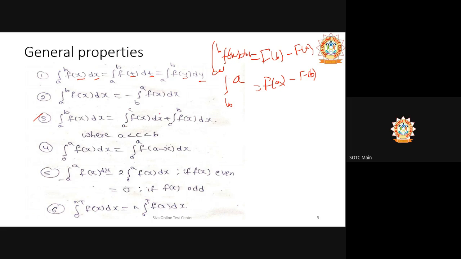Next, the third one: integration of a to b f of x dx is equal to integration of a to c f of x dx plus integration of c to b f of x dx. And here a is less than c less than b.